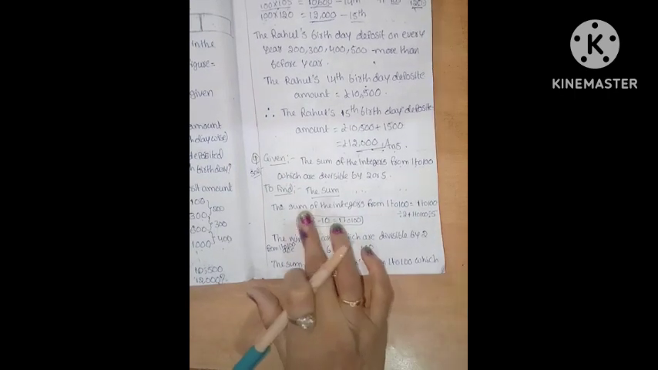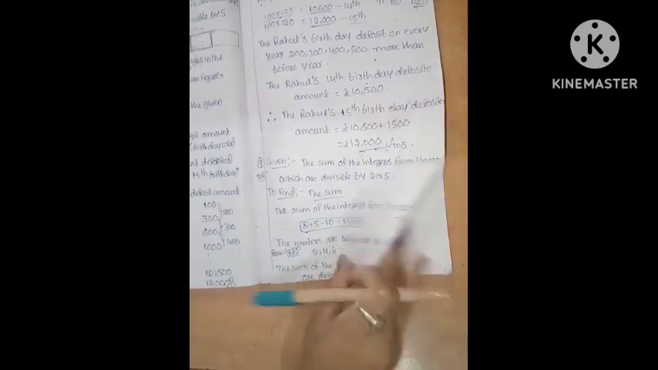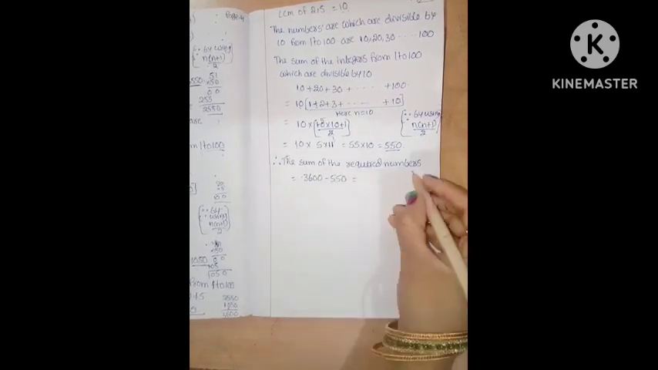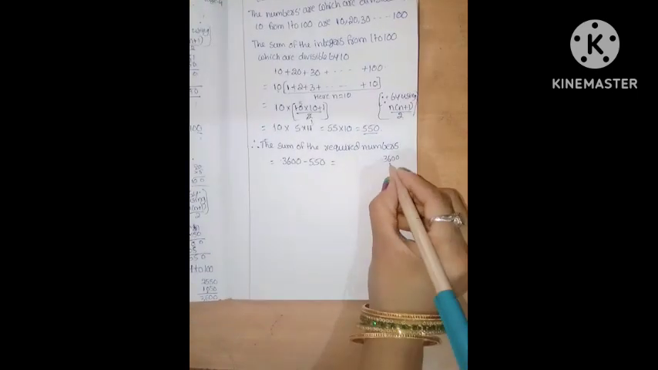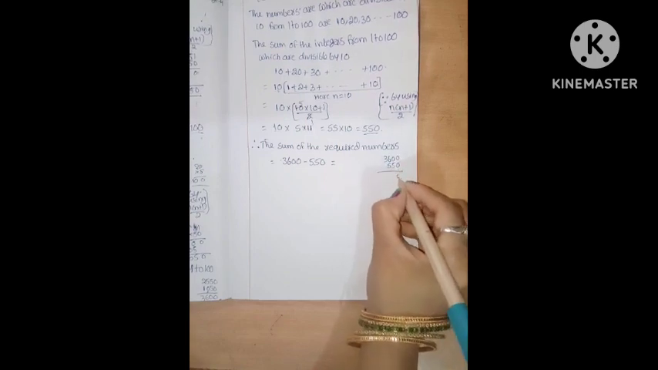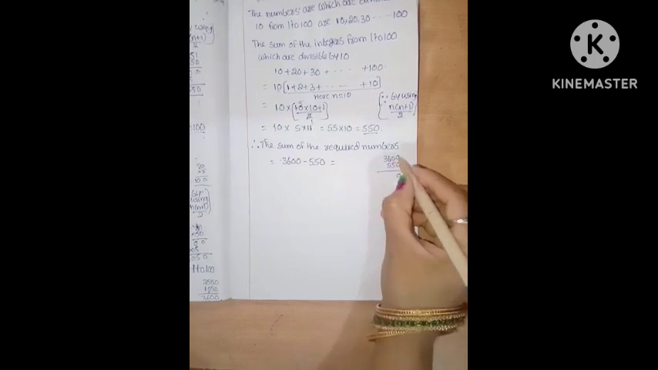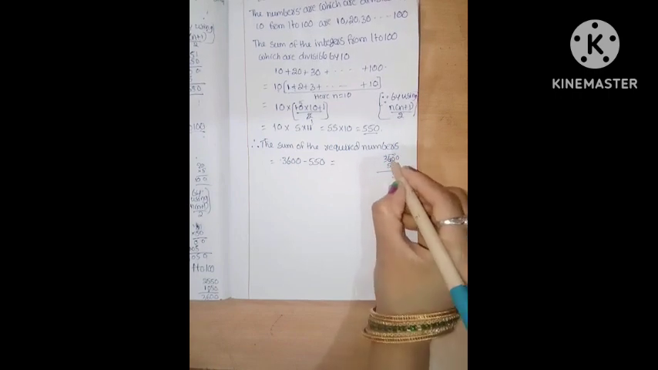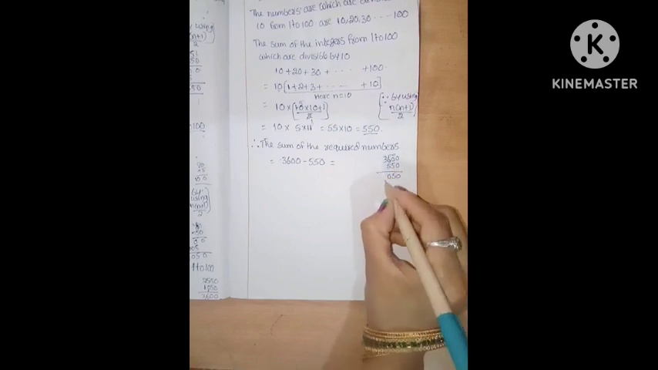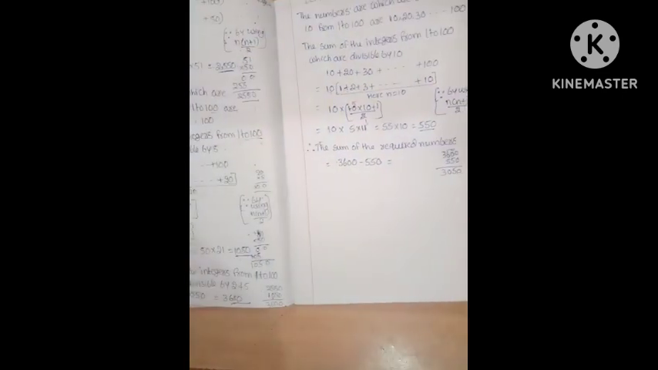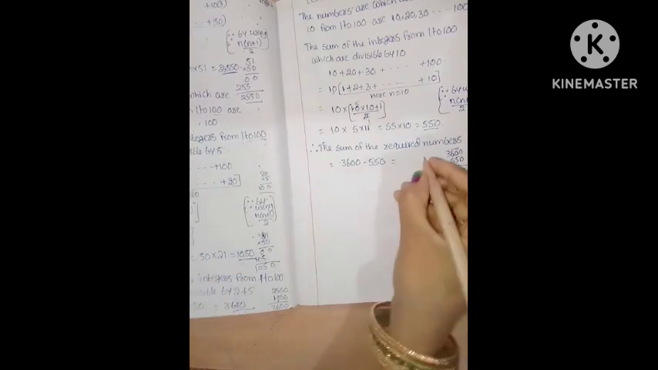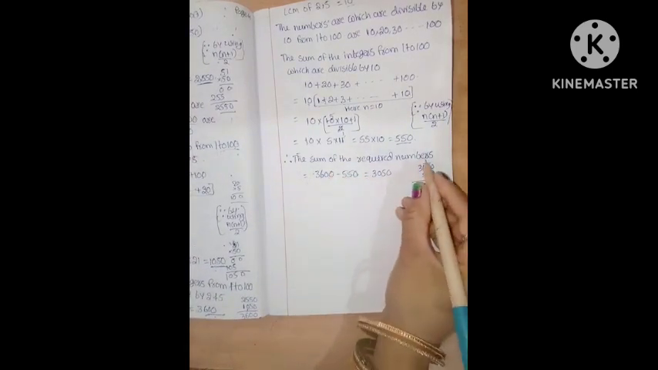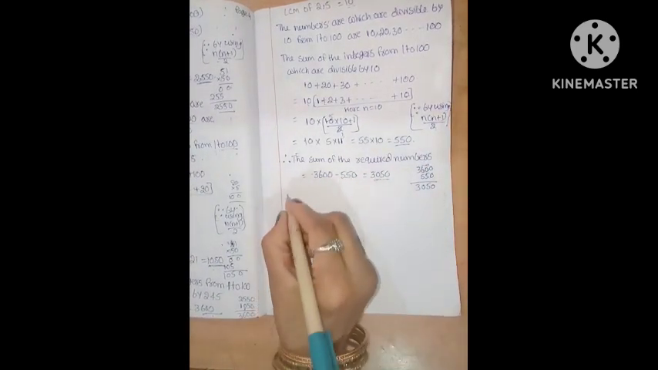The sum of the integers from 1 to 100. How much value will we get by subtracting these two terms? 550: 0 minus 0 is 0, and next subtracting: 0 minus 5, borrow 10, 10 minus 5 is 5, and the remaining is 5 only. So next, 3. So how much value will we get, Gagan Sai? 3050. Okay, the sum of the required numbers.